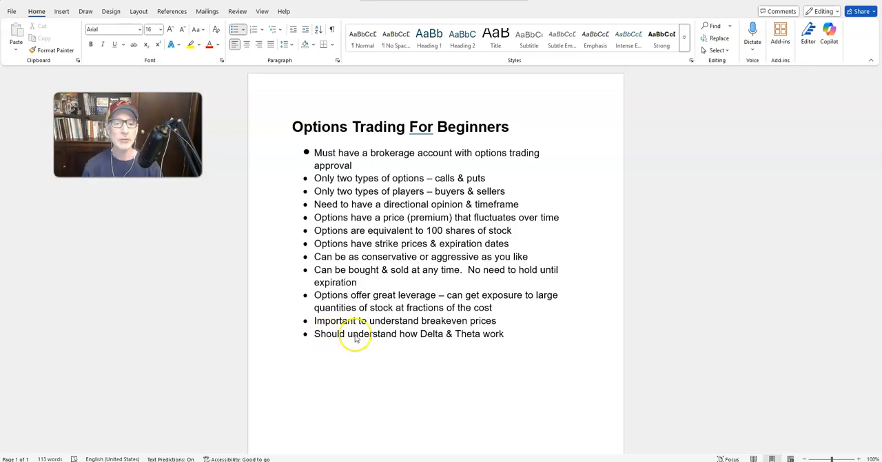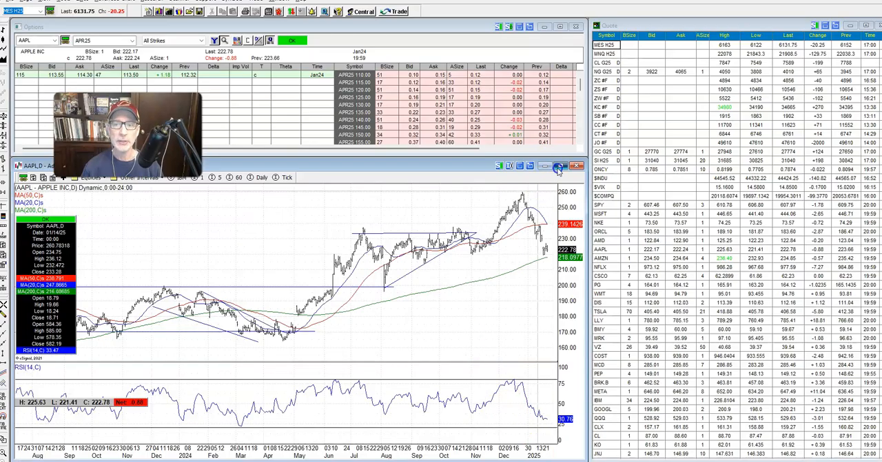And the last thing is that you should really understand how delta and theta work. Delta and theta, if you've never heard of them, these are some of what are called the Greeks. These are outputs of the option pricing model, and the delta and theta will give you some really good information about the options that you choose to trade. All right, so let's just jump right in here and start looking at an example of what and how we can use options, as you're beginning your journey into the options trading world. So let's pull up a chart here of Apple.